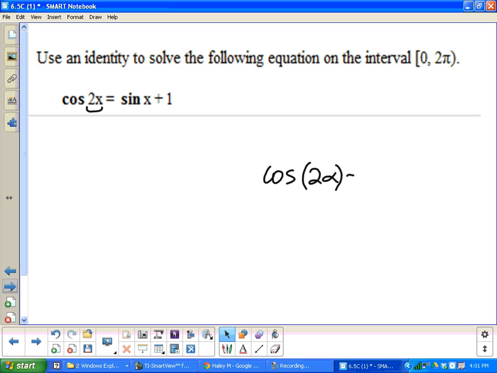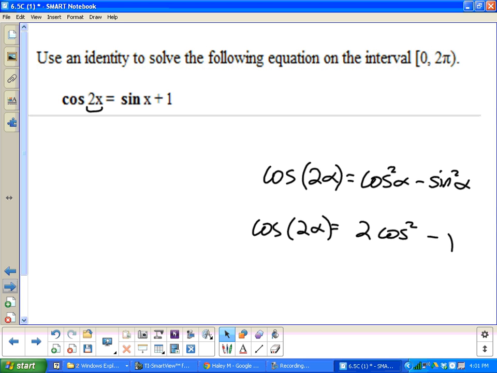Cosine of 2 alpha is equal to cosine squared alpha minus sine squared alpha. The other one, cosine 2 alpha, is equal to 2 cosine squared alpha minus 1. And then finally, the third one, cosine of 2 alpha, is equal to 1 minus 2 sine squared alpha.